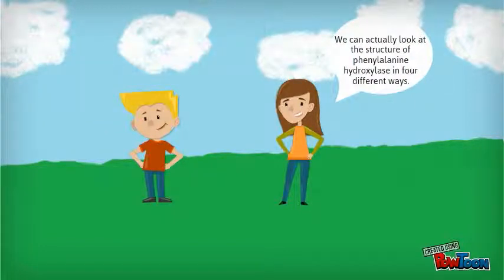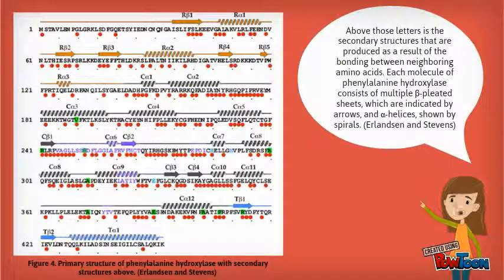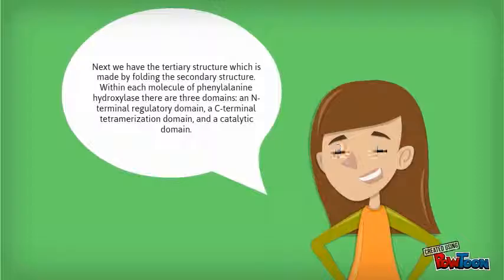We can actually look at the structure of phenylalanine hydroxylase in 4 different ways. This picture shows the primary and secondary structures of the enzyme. The black letters in the picture show the series of amino acids that make up the enzyme's primary structure. Above those letters are the secondary structures that are produced as a result of the bonding between neighboring amino acids. Each molecule of phenylalanine hydroxylase consists of multiple beta-pleated sheets, which are indicated by arrows, and alpha helices, which are shown by spirals. Next, we have the tertiary structure, which is made by folding the secondary structure.